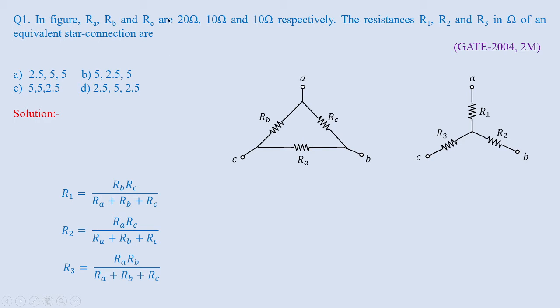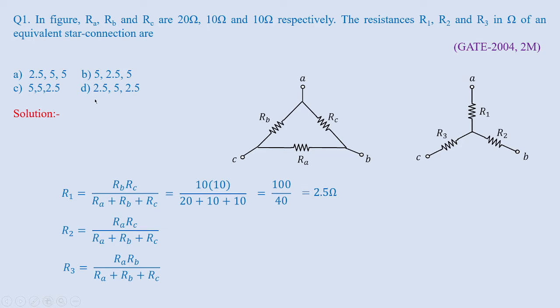Now if you substitute the given values, 20, 10, and 10 ohms respectively, the value of R1, which is RB and RC, that is 10 and 10, becomes 10 into 10 by 20 plus 10 plus 10. This is 100 by 40, which is 2.5 ohms. When you look into the options, you should have either option A or option D, and B and C are not the options. This is how you can easily get the shortcut by looking at the first R1 value.